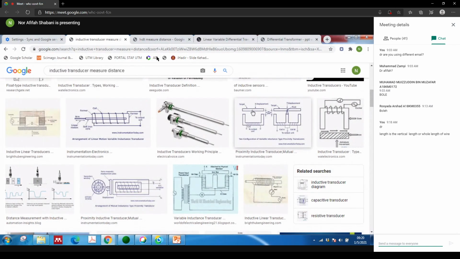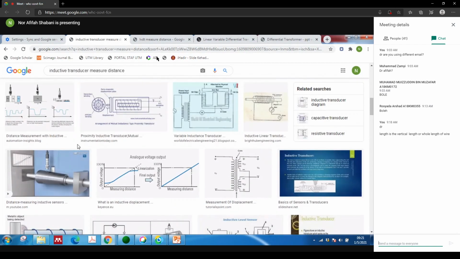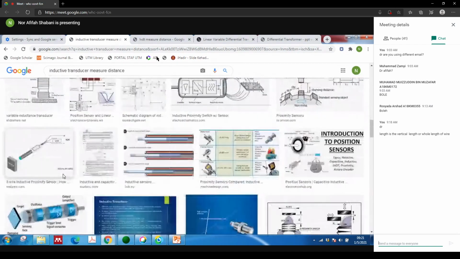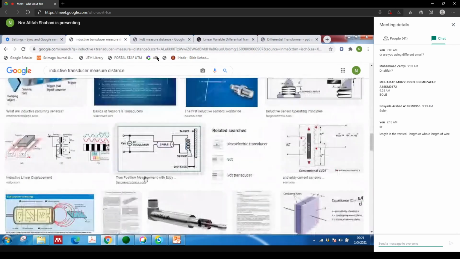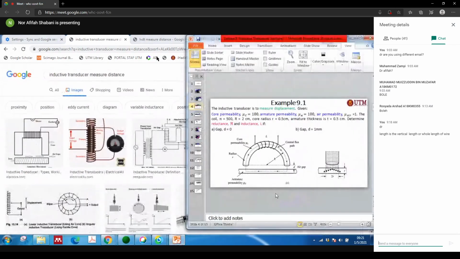This is your target, and it will move up and down, so you can measure the displacement. Like here, this core is U-shaped, and this one is the iron or metal mover, so you can measure the displacement. This is a variable reluctance sensor. You can type it and go to images and so on. So far, do you have any questions?